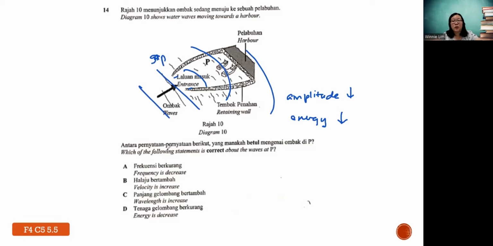So now, which statement is correct? Frequency decreases? No. Like just now, teacher mentioned, for all three phenomena, frequency remains constant. The speed also does not change for diffraction. Wavelength is also unchanged. Energy decreases. Yes. So this is the answer, D.